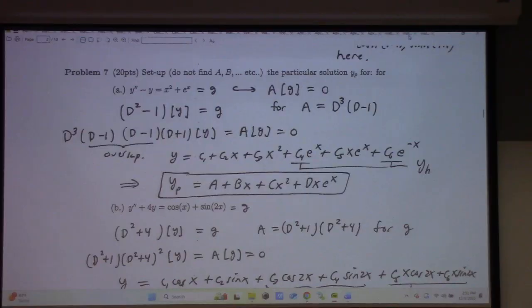Read instructions. If it says just set up, that means that you just set it up. You don't have to then figure out the values of A, B, C, and D, which would take a chunk of the time that you should be spending on a different problem, right?